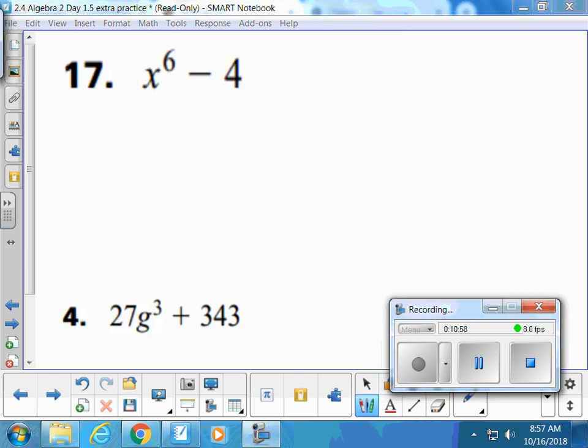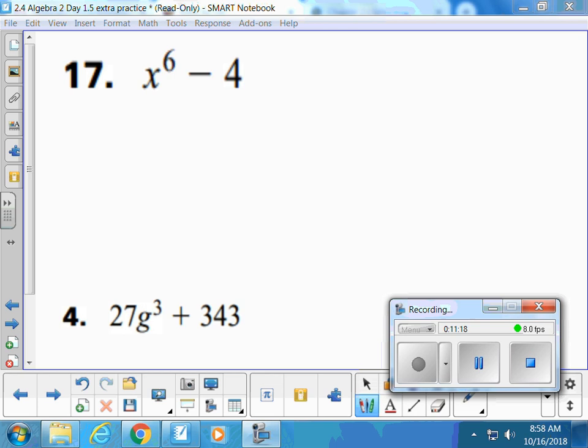All right, the next one we're going to look at is 17, because it's kind of unnatural and very, very strange. What are your thoughts on 17? Perfect cube? Perfect squares? Difference of squares is exactly right. This is difference of squares.